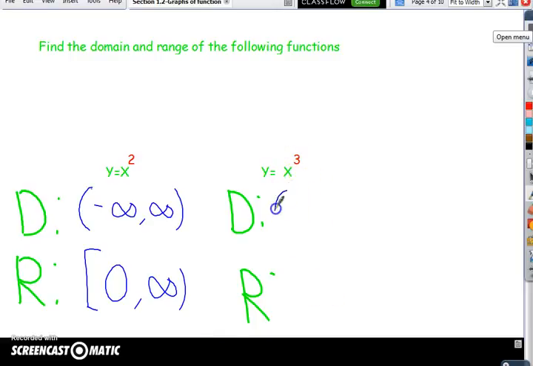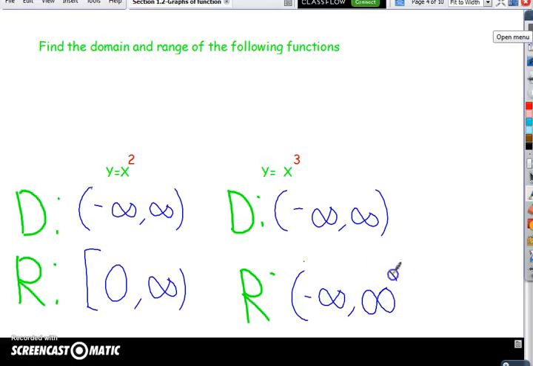x to the third. Do I have any problems with x? No. It's not in a fraction or a square root, so negative infinity to infinity. How about my range? Well, if I take a negative and I cube it, I'm going to get back a negative. If I take a positive and cube it, I'm going to get back a positive. So my range here is negative infinity to infinity as well. That's going to become important for us. So anytime you see an x to the third here, and it's a regular old polynomial, you know my domain and range automatically. Which is awesome. That's great for us.